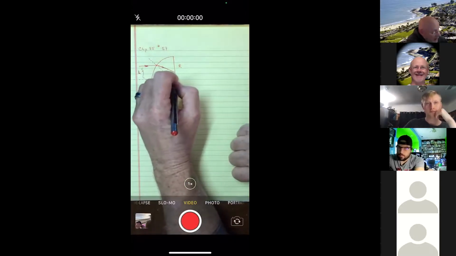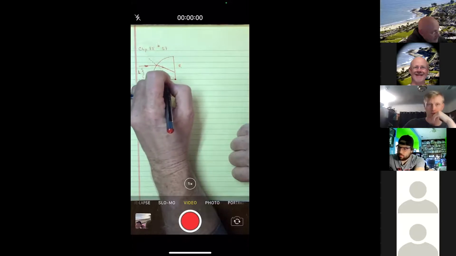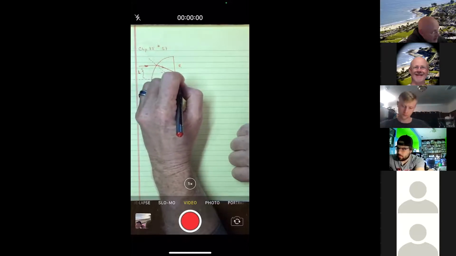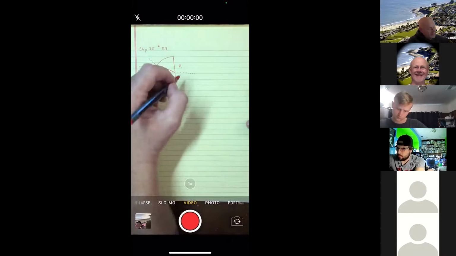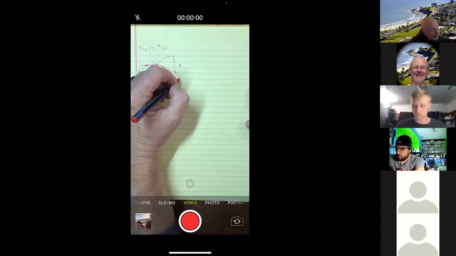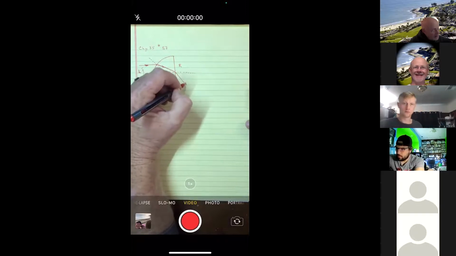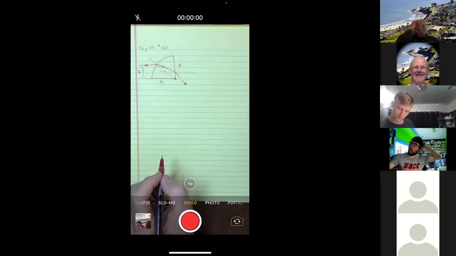Then if I draw another Snell's law as it exits, I'm going to draw a normal. It would bend away from the normal.